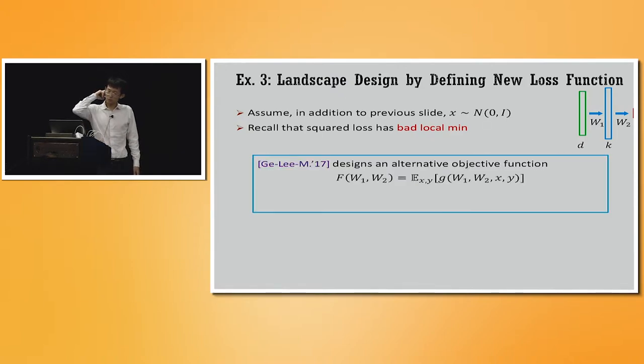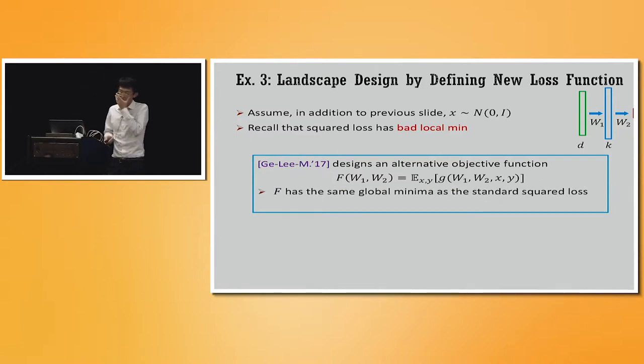What we do, with Jason Lee and Rong Ge, is design an alternative objective function, which is kind of complicated, but in a nutshell, it's an expectation of some loss function over the examples. We prove that this alternative objective function has the same global minima as the standard square loss. So we preserve the global minima. And also, the landscape now becomes much better. All local minima of f are global. So now we can just optimize this function f, and we can get the global minima of the square loss.